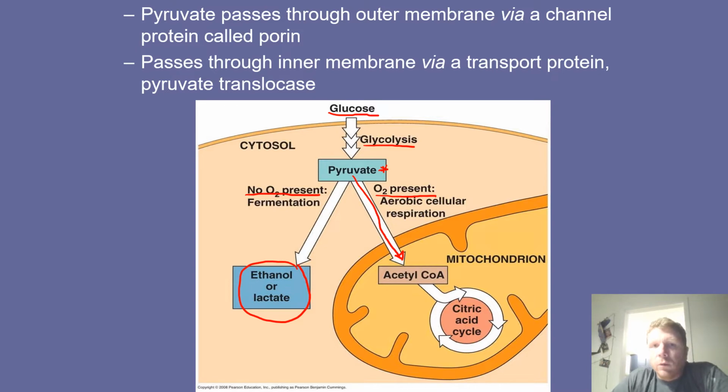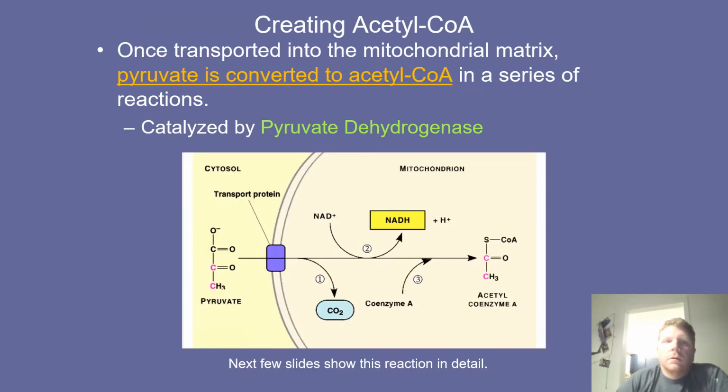Now, this pyruvate will pass through this outer membrane right here through a channel called a pore ring. It's going to pass through this inner membrane here through a transport protein known as pyruvate translocase. Now, whenever we transport our pyruvate molecule into the mitochondrial matrix through that inner membrane, pyruvate is going to be converted to acetyl coenzyme A in a series of reactions. This is going to be catalyzed by an enzyme known as pyruvate dehydrogenase.